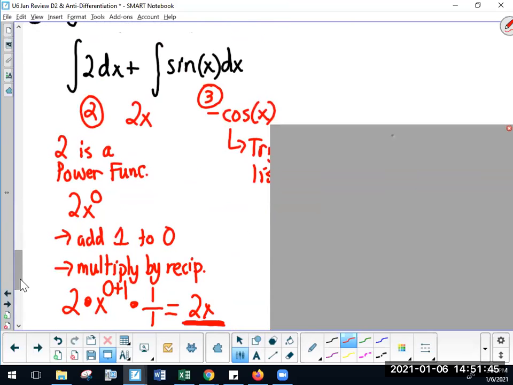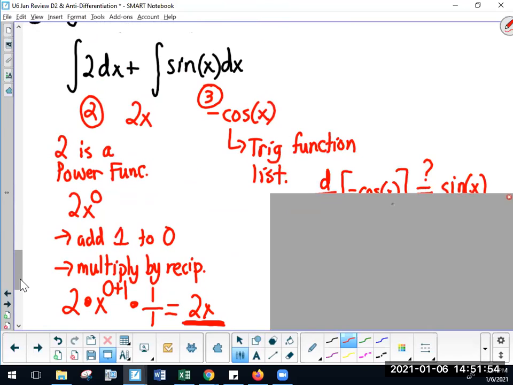Okay. How about convincing you that antiderivative of sine of x is negative cosine of x? How could I do that? I'd look at my trig list, right? It's on the trig list, isn't it? Isn't sine of x on the trig list? Sine of x is on the trig list. Also, we can always convince ourselves that this is the case by taking the derivative of negative cosine of x.